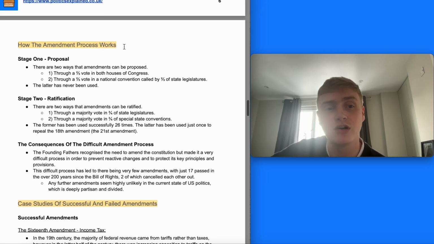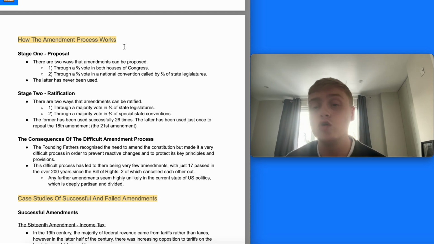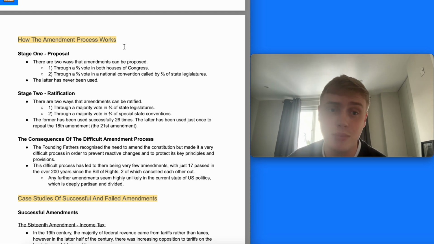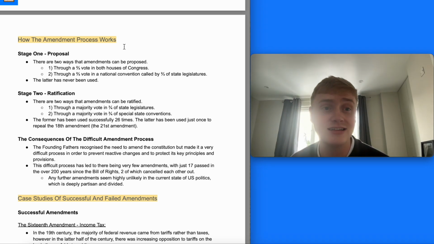In terms of how the amendment process works then, there are 2 ways that amendments can be proposed. The first is through a 2/3 vote, so it's a supermajority, in both houses of Congress. And the second is through a 2/3 vote in a national convention called by 2/3 of state legislatures. The latter's never been used, so it's effectively the first one. In terms of ratifications, that's how it gets proposed.